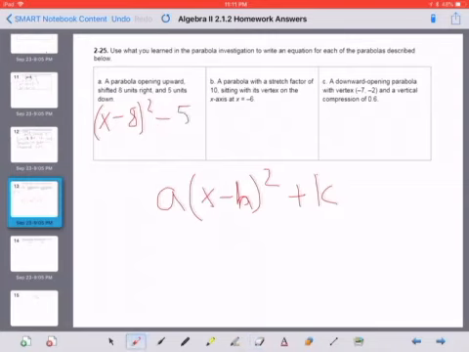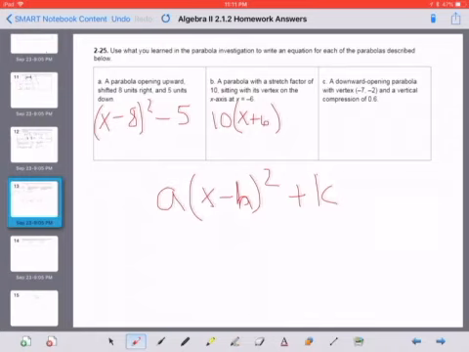So my equation should be x minus 8 to the second power minus 5. B, a parabola with a stretch factor of 10. That means that my 10 is going to go outside my parenthesis, and sitting with its vertex on the x-axis at negative 6. So I know I want to do x plus 6.